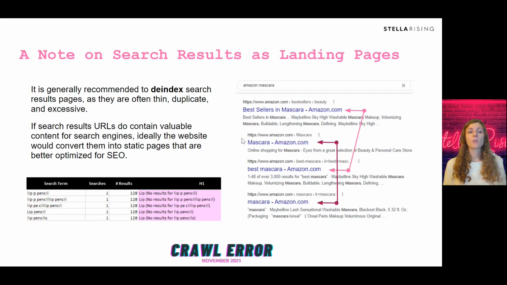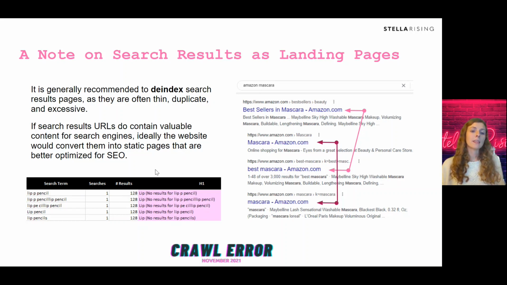I would create a brand new category page and merchandise it exactly as you would any other, because generally these site search results pages aren't as high quality as those category pages that you can merchandise on your own terms. So generally we recommend de-indexing search results pages because they tend to be thin, duplicate, or excessive.